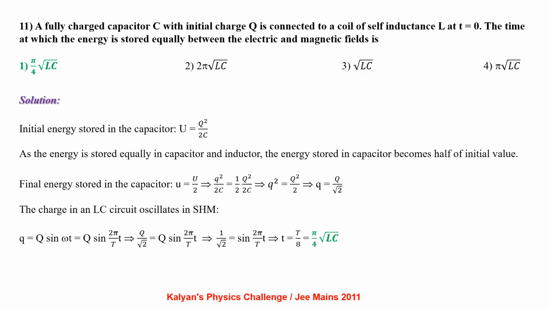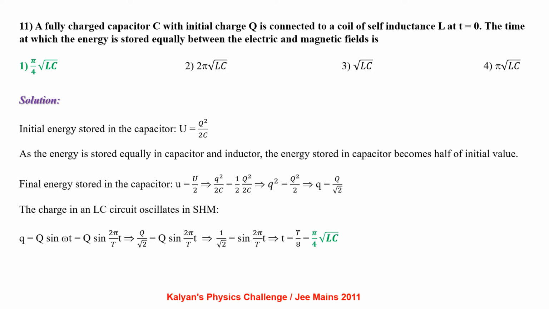A fully charged capacitor C with initial charge capital Q is connected to a coil of self-inductance L at t equal to 0. The time at which the energy is stored equally between electric and magnetic fields is. The electric field of the capacitor stores energy in the form of electrostatic potential energy, and the magnetic field of the inductor stores the energy in the form of electromagnetic potential energy.